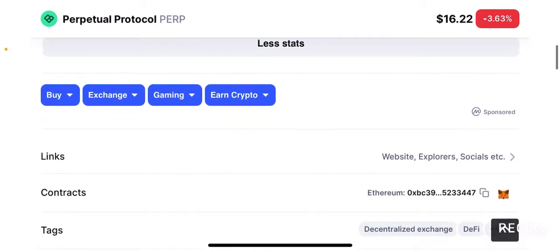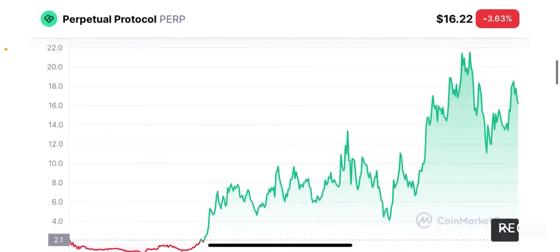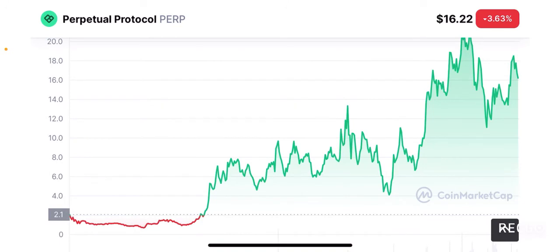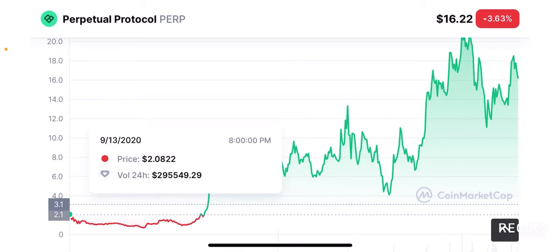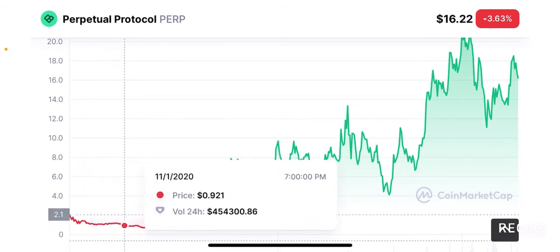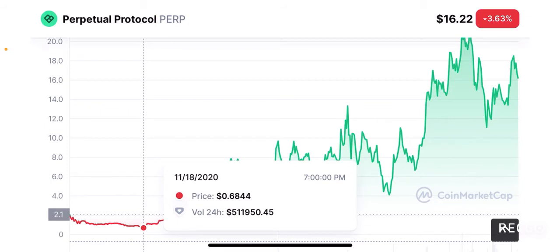If you go to the charts itself, you can clearly see that this token, although it has been doing quite well in recent times, isn't really that great compared to several other projects, because the initial price of this token was $2.08 on 13th of September 2020, which is when the price is available on CoinMarketCap. The token was pretty much at its all-time lows, reaching 86 cents or even sometimes less than that, 72 cents or even 68 cents, late last year.